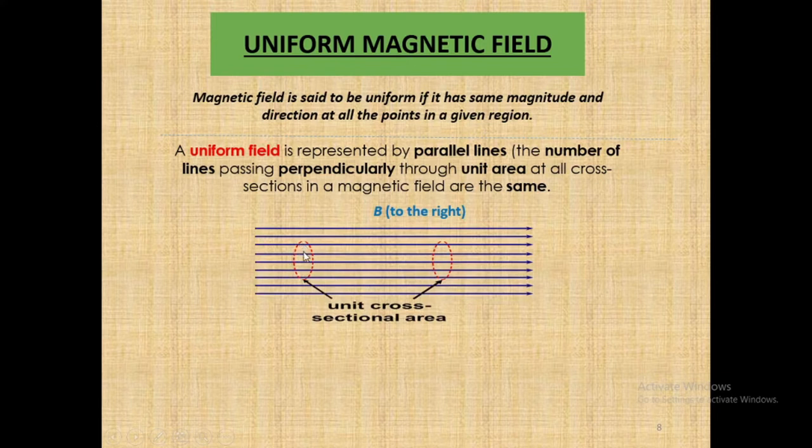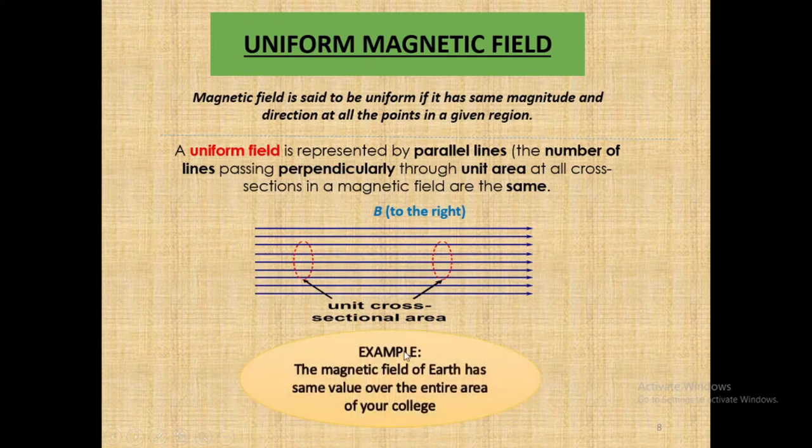We have 1, 2, 3, 4, and 5 lines. And then for the second cross-sectional area also, 1, 2, 3, 4, 5. Also have 5 lines of the magnetic field. So, this one we will denote as uniform magnetic field.